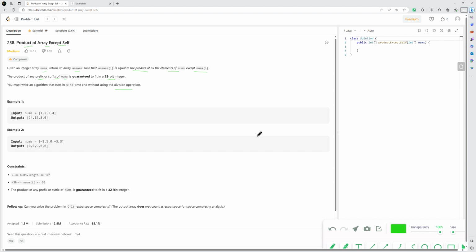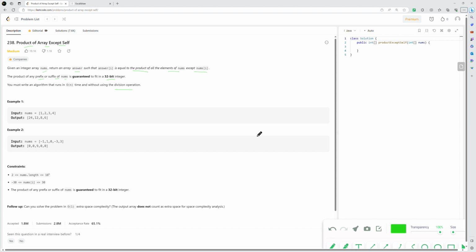So this is an important note, without using the division operation, because if we could use division, we would just multiply all the numbers and then iterate over every number and divide the total product by that number. That would be a straightforward solution, but we cannot use the division operation.